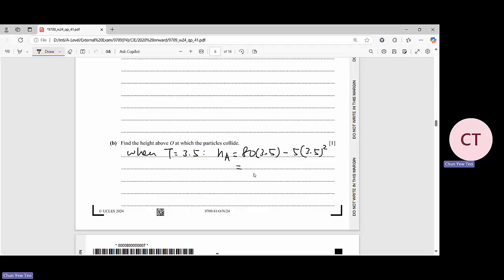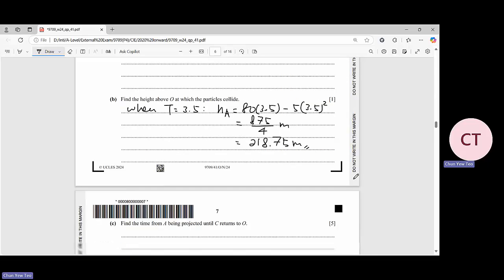You will get the answer. I prefer to leave the answer in fraction form, exact value form. So it's 875 over 4 meters. Of course, you can also always make it a decimal. You can make it 218.75 meters. That will be the answer for B. Now for C.